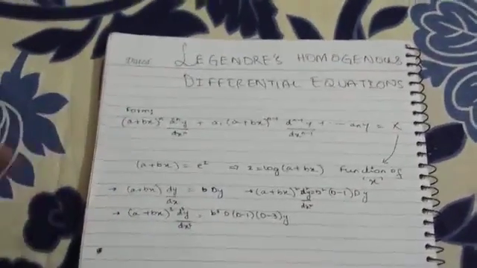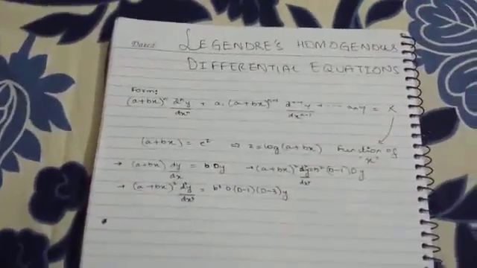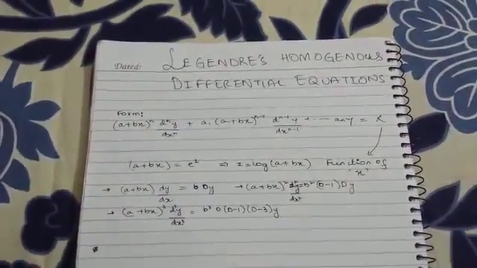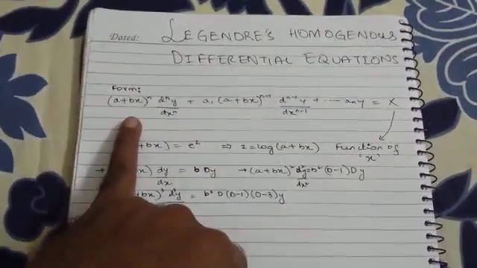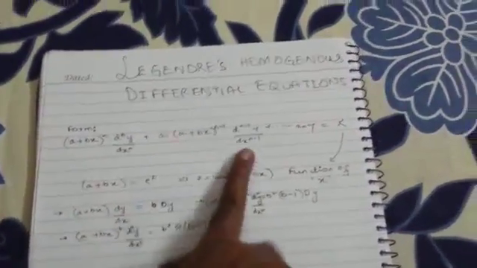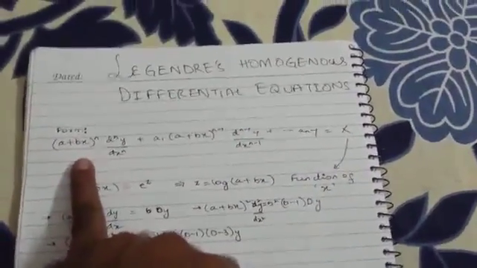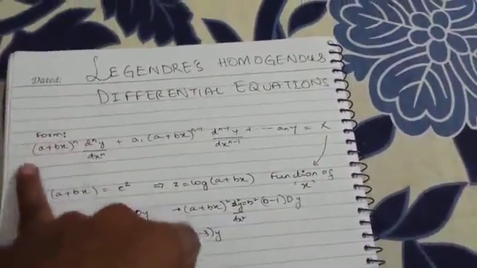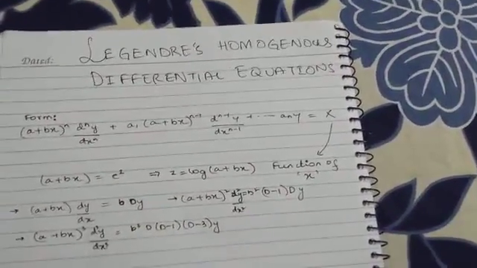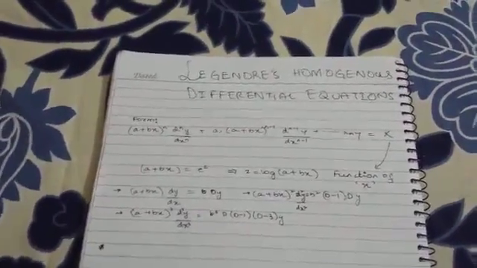Hello everyone, this tutorial is about Legendre's homogeneous differential equations. Legendre is basically an evolved form of Cauchy. In Cauchy we had equations in which we would have an x here and an x here, and over here it would be any function of x. But in Legendre equations we have a whole term of x here and here, and we call these equations Legendre's homogeneous differential equations.